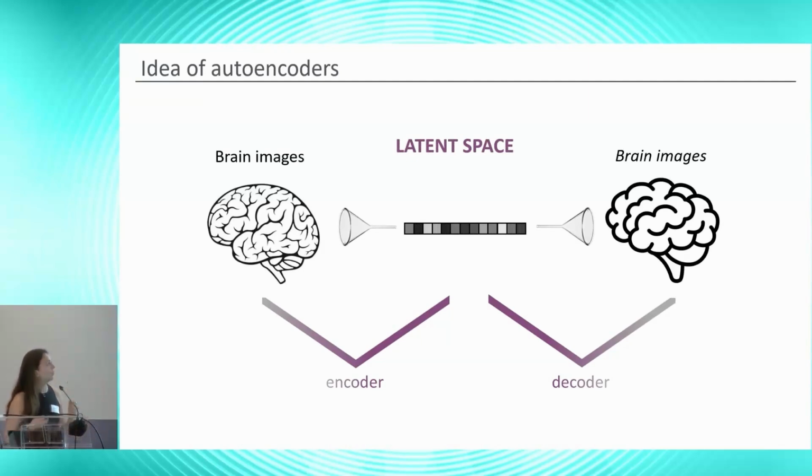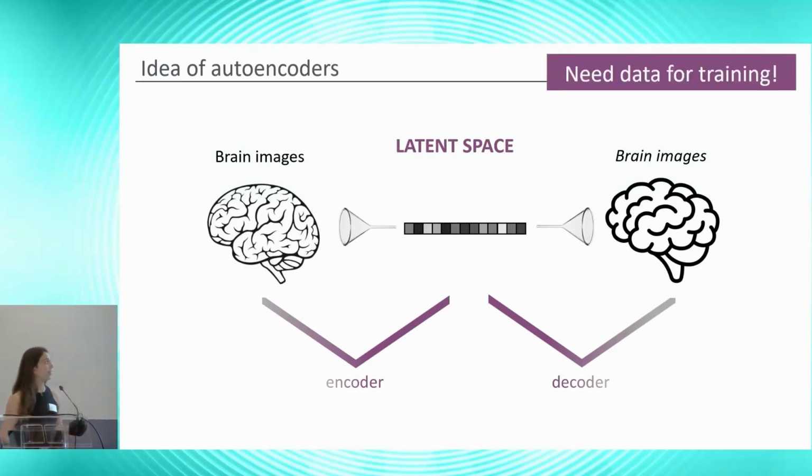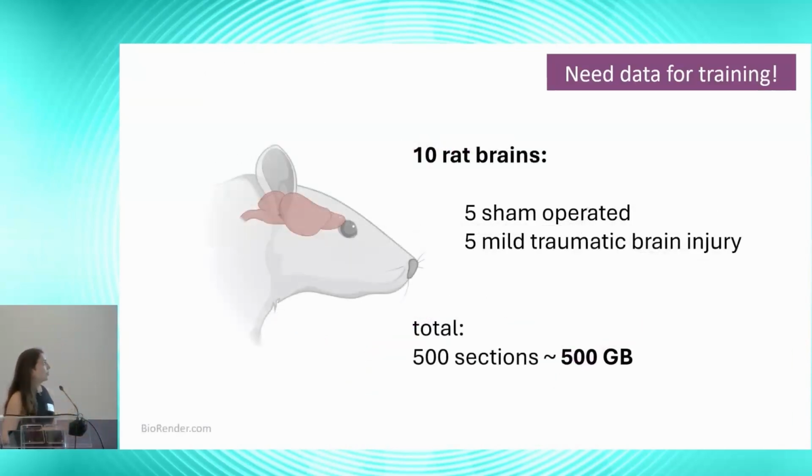The quality of this latent space depends on the architecture, that is the funnel. It depends on the dimensionality of this latent space, as well as the amount of data that we use, because this is machine learning, so we need to train the machine. The data that we use comes from 10 rat brains, 5 sham operated, and 5 after mild traumatic brain injury. This makes a total of 500 sections, which is a bit more than 500 gigabytes.